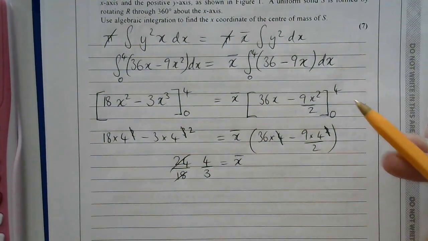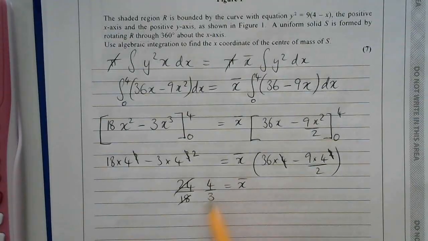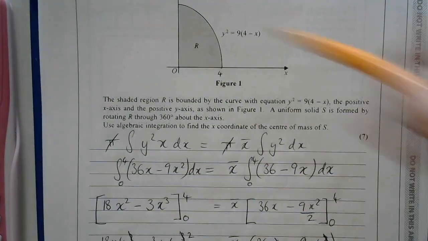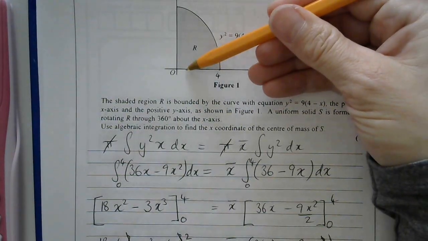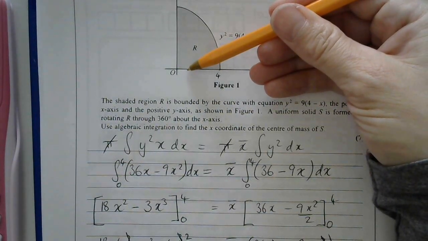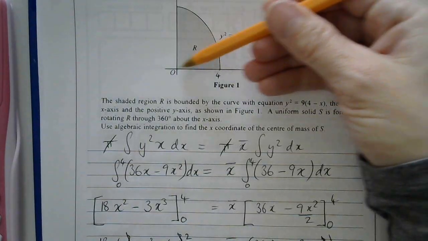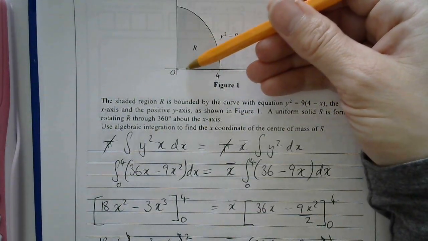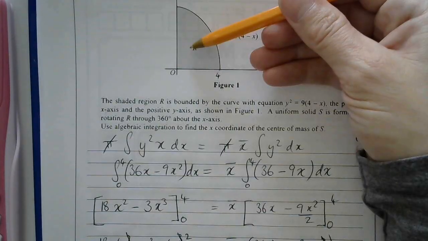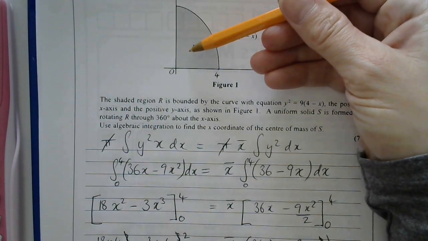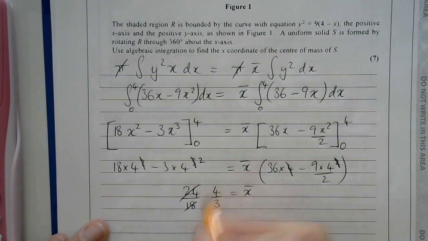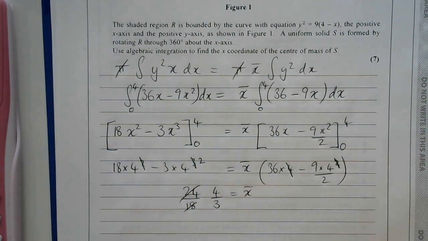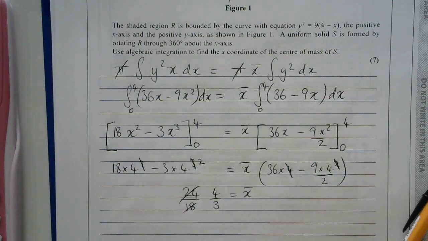So let's have a look and see if that makes sense. That is 1 and a bit. So if this is 4, halfway would be there, and I would definitely expect the centre of mass, the x-coordinate, to be somewhere between 1 and 2. And so 1.3 does seem reasonable. So I shall leave my answer like that. X bar is 4 over 3. And that is worth 7 marks.